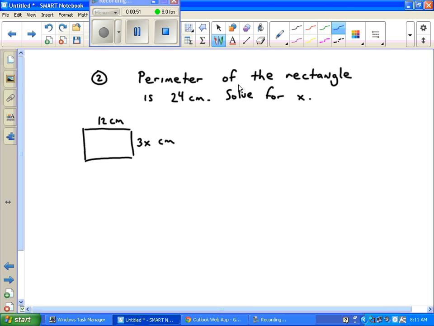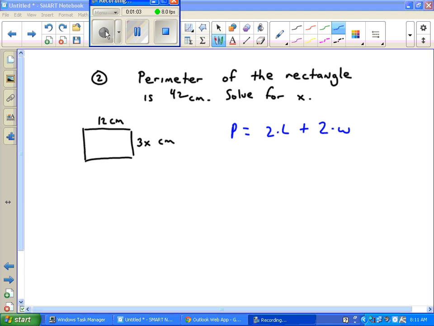Number 2 says the perimeter of the rectangle is 24 centimeters. Solve for x. Well, your perimeter equals 2 times your length plus 2 times your width. Remember, it's the distance all the way around. Okay, we had to make a small change. It's 42 centimeters instead of 24. But it's still perimeter equals 2 times the length plus 2 times the width.